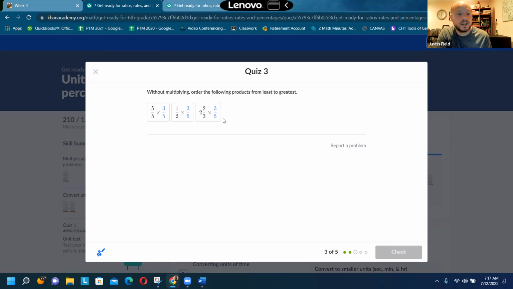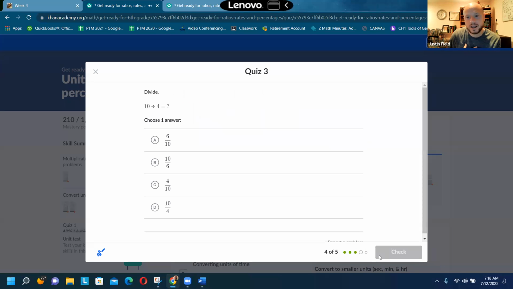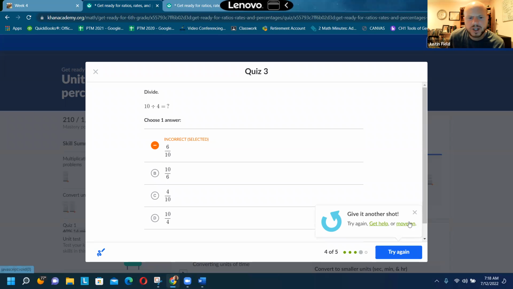Do you see that? Whichever one is the biggest is still going to be the biggest, and whichever one is the smallest is still going to be the smallest. So which one is the smallest? 5/5, 1/2, or 2 2/3? Hopefully you're saying 1/2 is smaller than all of those. 5/5 is 1, and 2 2/3 is 2 2/3, so that's the biggest. There you go. So I didn't need to multiply, even though I wanted to. 10 divided by 4, I'm not doing that one. I'm not even going to get it right, because you can do it.